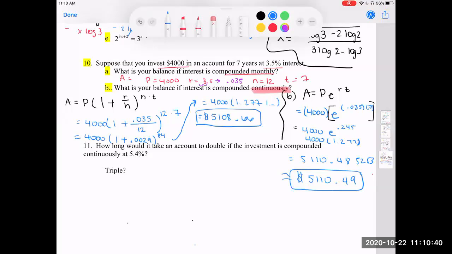I have a question for number 11. Is it asking how long would it take to double, and with that triple on the bottom, is it asking how long would it take to triple as well? Yeah. Okay. So it's 2 parts. Thank you. No problem.